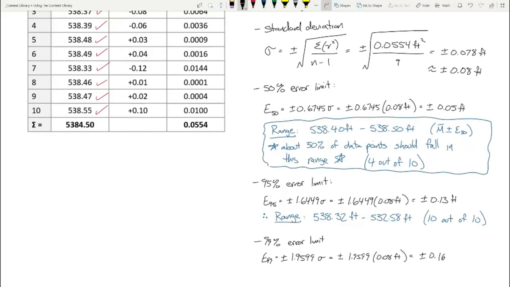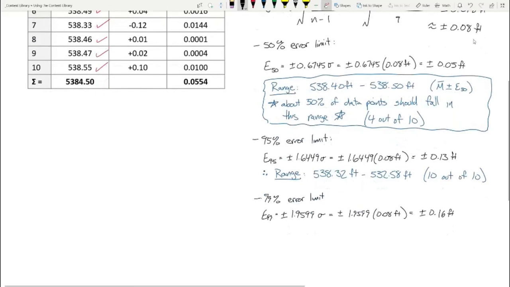Okay. So our range in this one is going to be what? 538. What is that? 29? 2538.61? And if the 95% was 10 out of 10, what's this one going to be? 10 out of 10. Yeah.